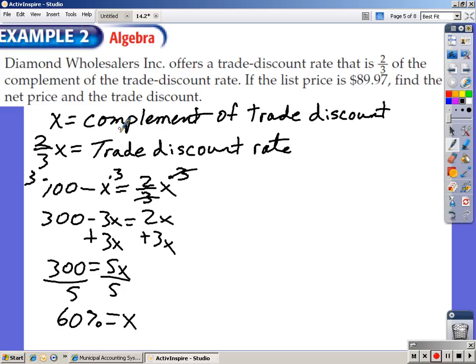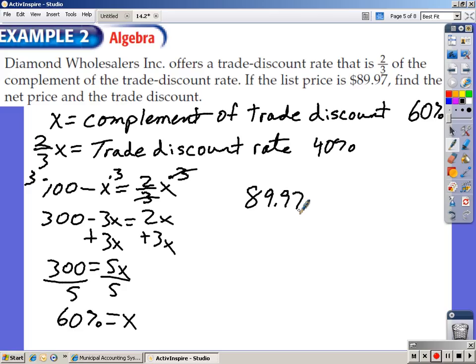And then my trade discount rate is how much I get off the item. All right, so 60% is my complement. That means 40% is my trade discount rate. Okay? The question says, if the list price is $89.97, find the net price and the trade discount.